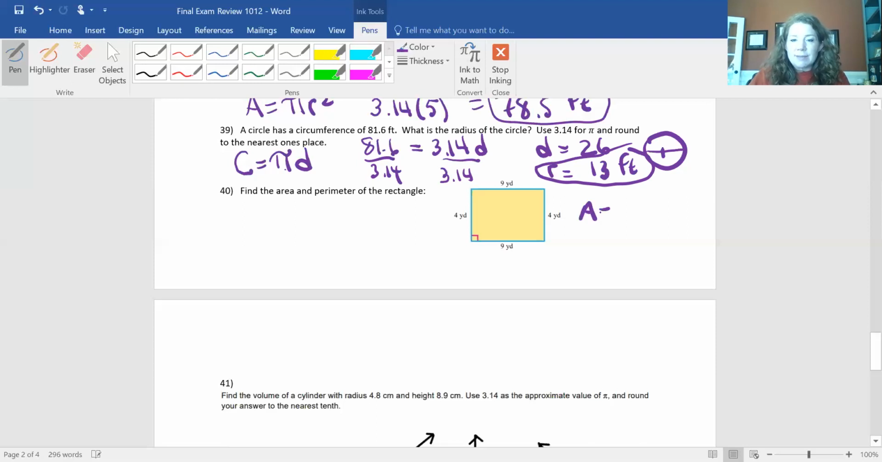So the area is simply our length times the width. So 9 times 4 is 36 yards squared. And then the perimeter is, I have 2 sides that are 9 and 2 sides that are 4. So I'm going to do 18 plus 8. So 18 plus 8 is 26 yards.